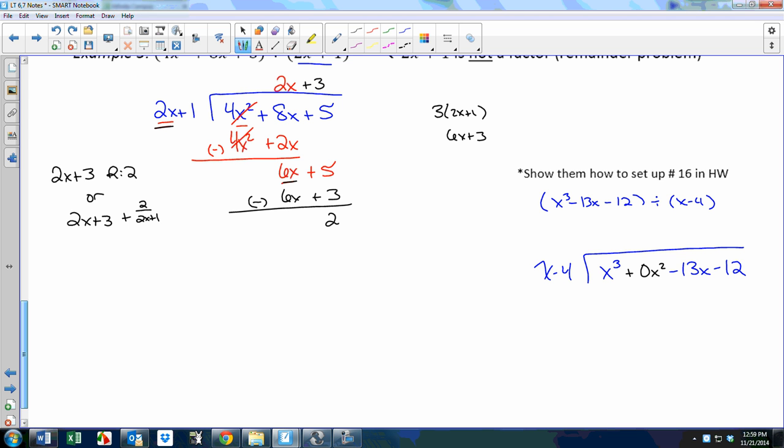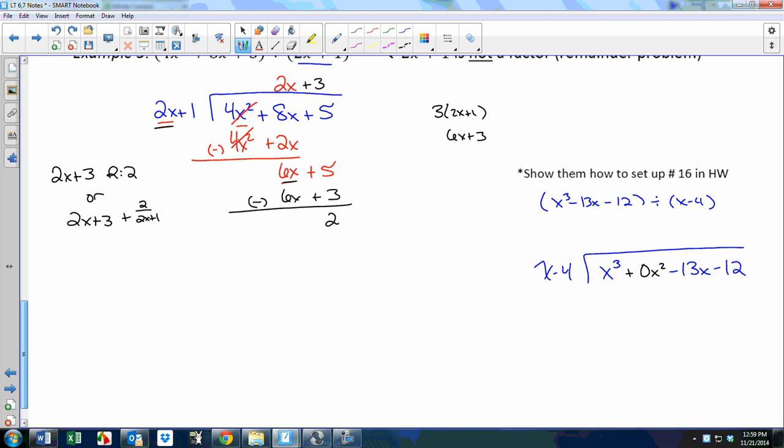Any questions? All right, Tuesday, we'll do synthetic division. Long division is kind of like completing the square, and synthetic division is kind of like the quadratic formula. You're going to end up liking synthetic better and use it more often. But there is a place for long division. We'll talk about it on Tuesday, but it's for this problem we just did.